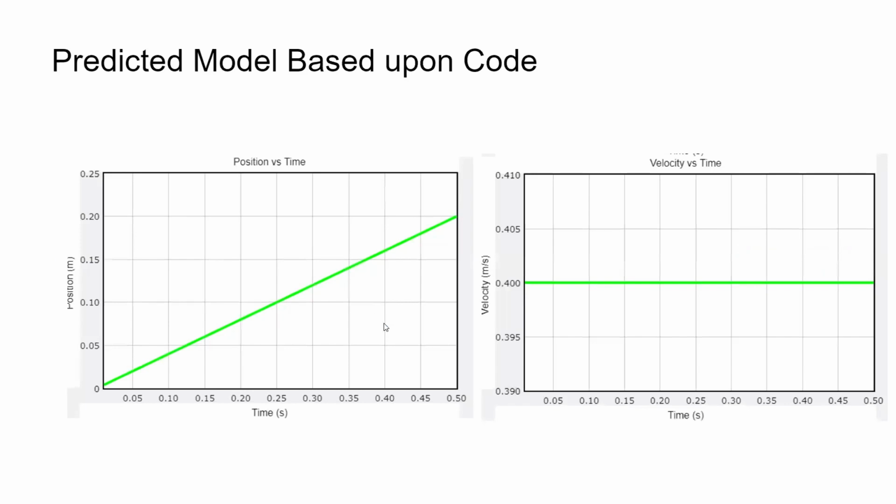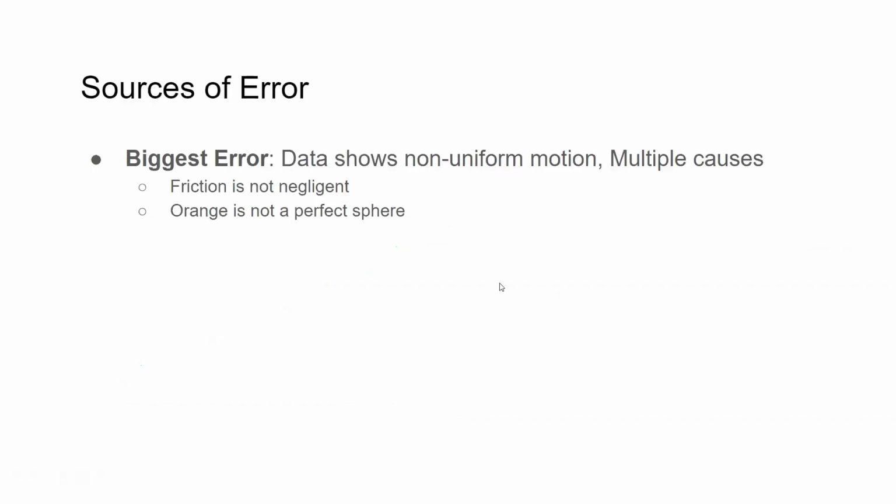Based upon the code, this is the predicted model. The position versus time graph is just a straight line starting at 0 and ending at 0.2 meters at time equals 0.5, and then the velocity is just a constant straight line at y equals 0.4.